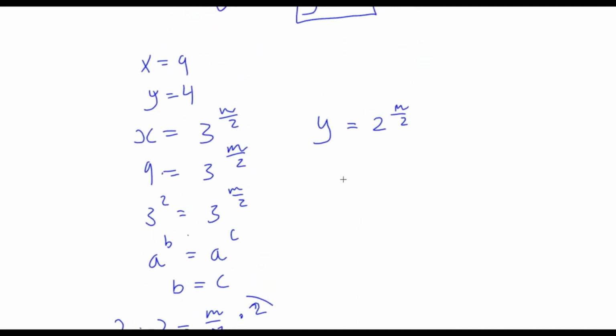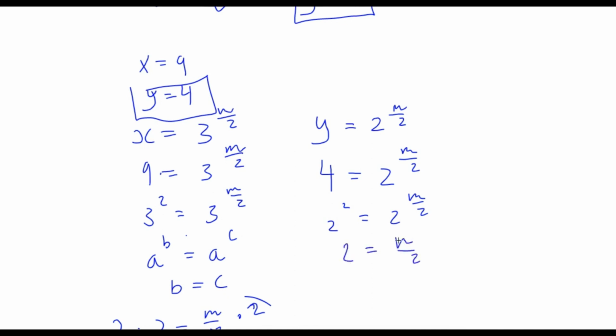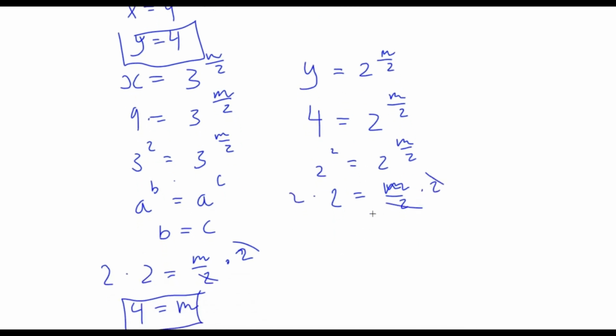Now let's see if we get the same answer for our second equation. We have y equals 2 to the power of m over 2. Remember, y is equal to 4. So now we have 4 is equal to 2 to the power of m over 2. Now, 4 is the same thing as 2 squared. So we have 2 squared is equal to 2 to the power of m over 2. And remember, if a to the power of b equals a to the power of c, then b equals c. So in this case, 2 is equal to m over 2. Now I'm going to do the same thing. I'm going to multiply both sides by 2. These two cancel out, and I'm left with 4 is equal to m.